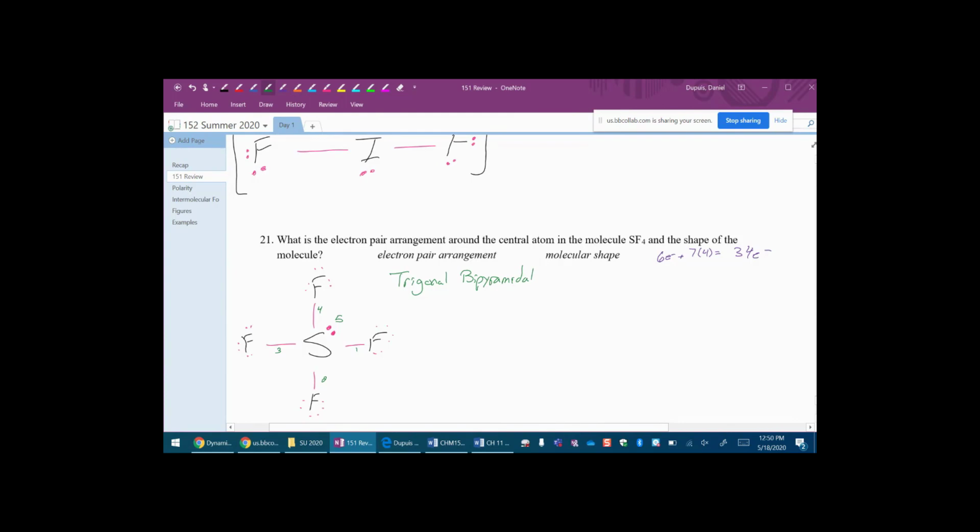Trigonopyramidal. That shape would be seesaw. Not common. It's not tetrahedral or bent or trigonal planar or something like that. All right, and so that's that one. That was a tough one.